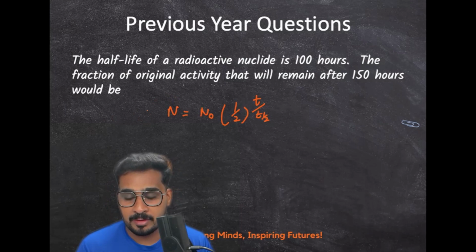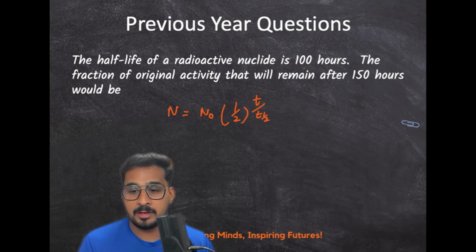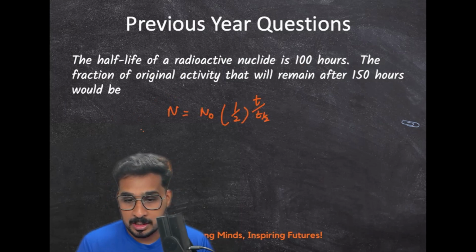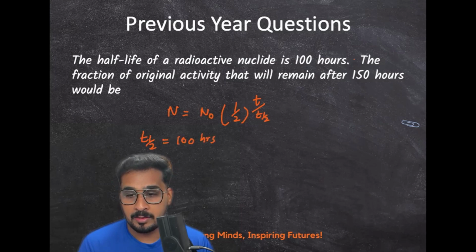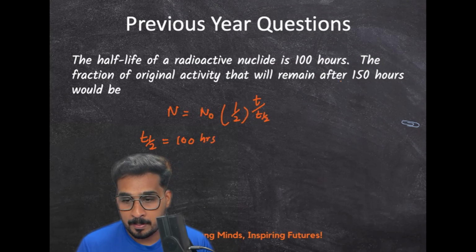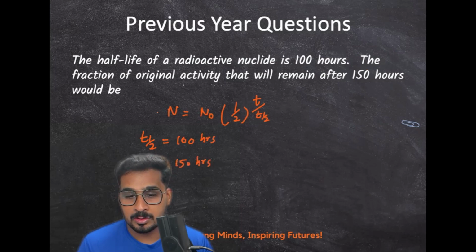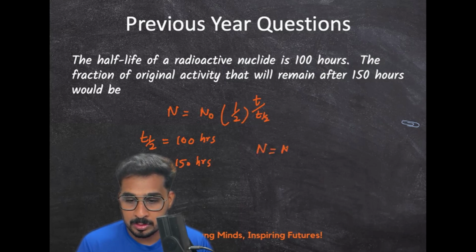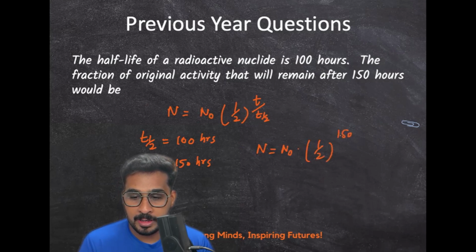Here in the question, they have given the half-life of the nucleus as 100 hours. So T half is equal to 100 hours. Then the time is given as 150 hours. Directly substituting in the formula, we get N is equal to N0 into 1 by 2 whole power 150 divided by 100, so that comes to be 3 by 2.